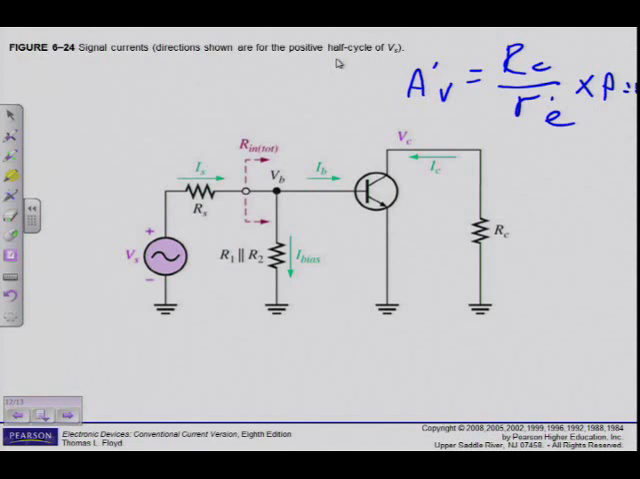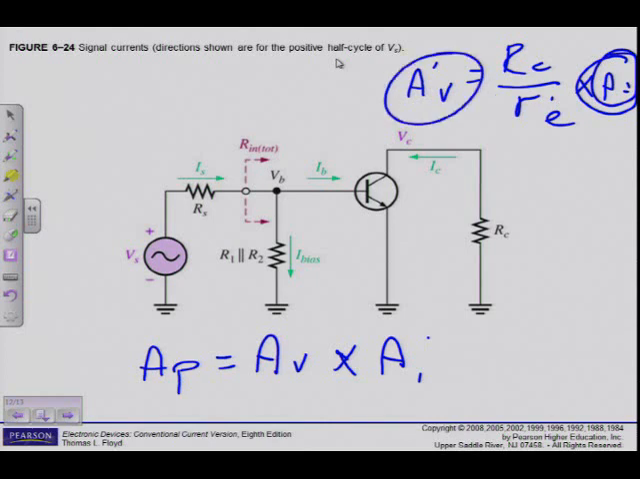Then you can see equation 6.11 says the power gain is equal to overall voltage gain times the current gain. But of course, if I don't have attenuation, the power gain is just going to be voltage gain times the current gain. Because if I don't have attenuation, I cannot calculate overall voltage gain. Then I will just use voltage gain.